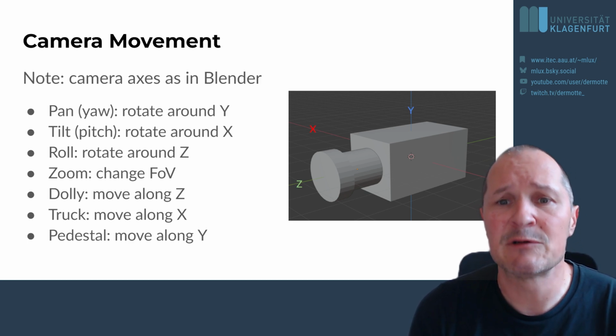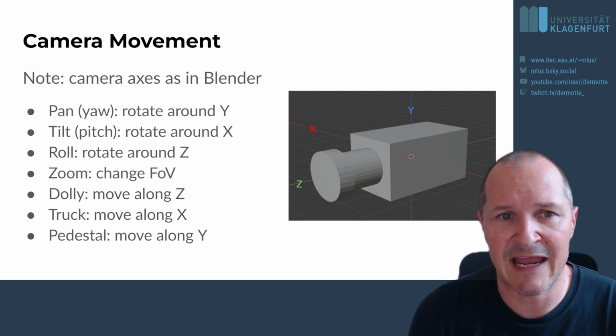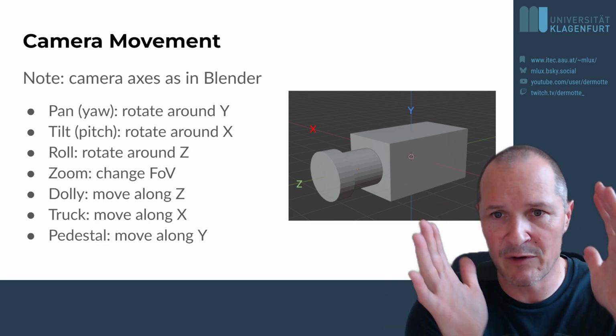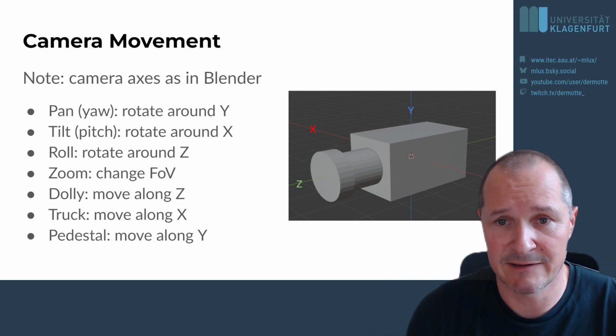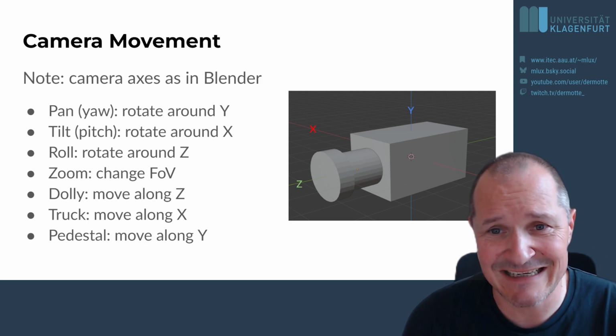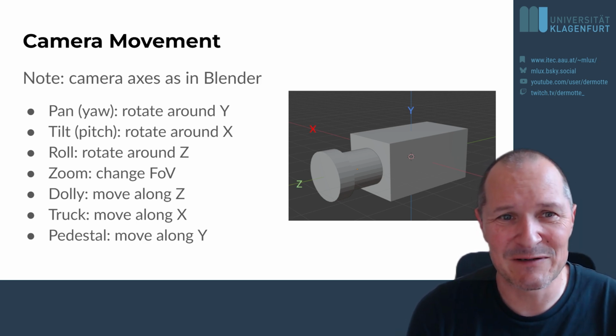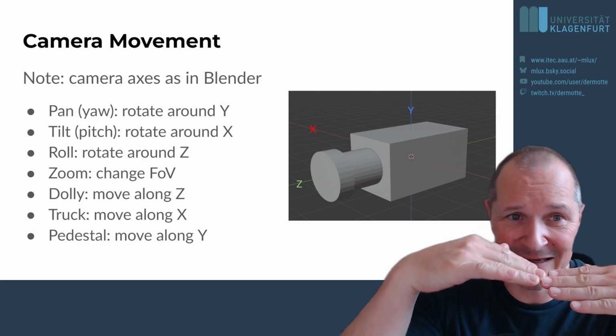Then you have tilt, which is up and down, rotating around X. You have roll, which rotates around Z. That's when the horizon is changing. I wanted to say tilting, but it's not, because tilt is rotating around X. So I'm not using this word. If the horizon is changing, then you roll.